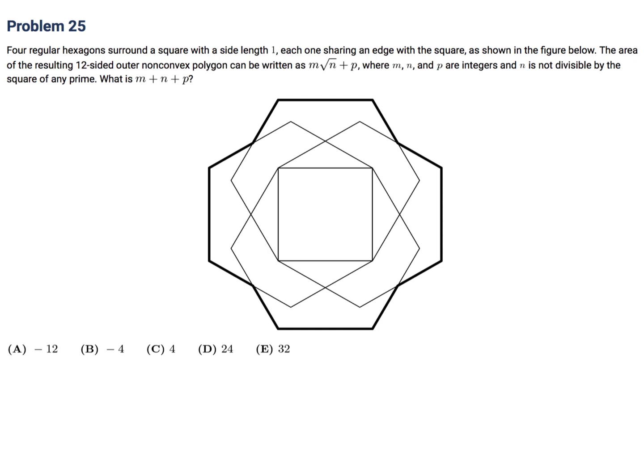4 regular hexagons surround a square with side length 1, each one sharing an edge with the square, as shown in the figure below. The area of the resulting 12-sided outer non-convex polygon can be written as m times the square root of n plus p, where m, n, and p are integers, and n is not divisible by the square of any prime. What is m plus n plus p?